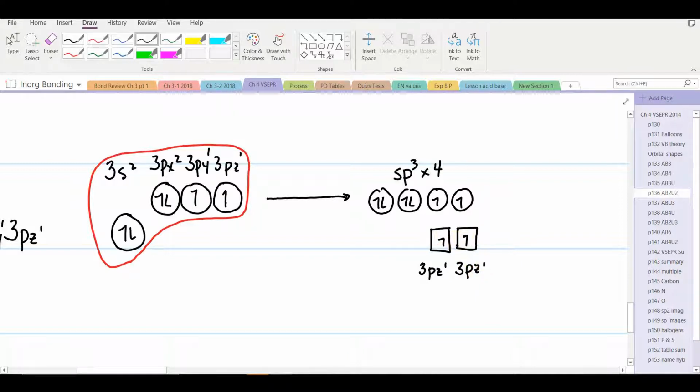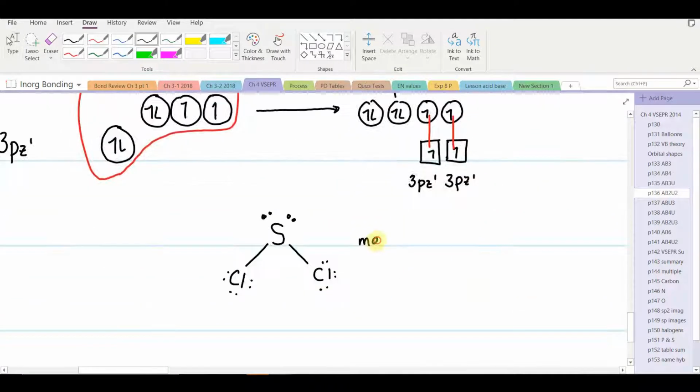There they are, half-filled, and each of those overlap with the sp3 hybrid orbitals of sulfur. What will that look like? Bent molecular geometry. But the electronic geometry is still described as being tetrahedral.